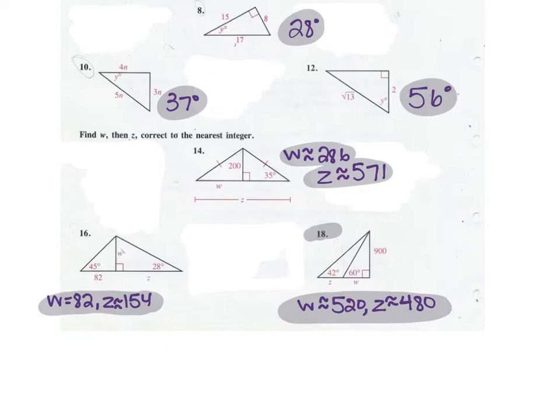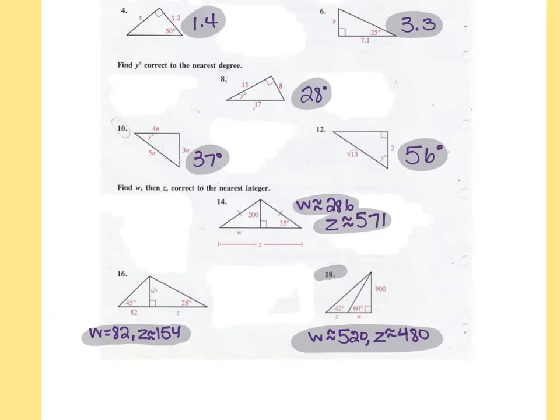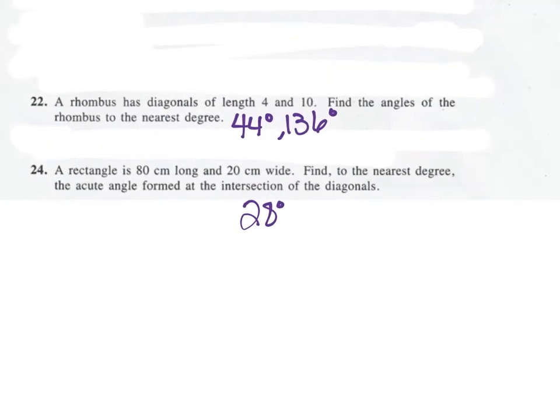Questions on that one? Okay. 22, 44 degrees and 136 degrees, and 24, 28 degrees. So remember, a rhombus and a rectangle's diagonals meet at a right angle. That's why these work that way. You can't do this with a parallelogram. They don't meet at a right angle.